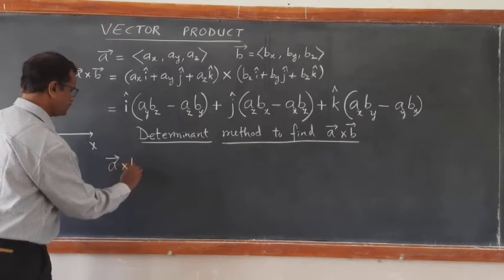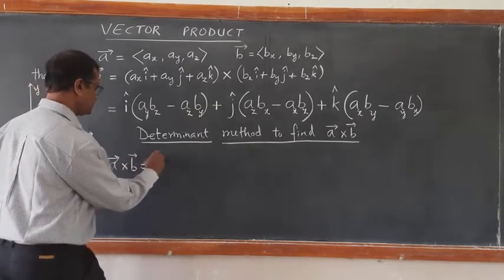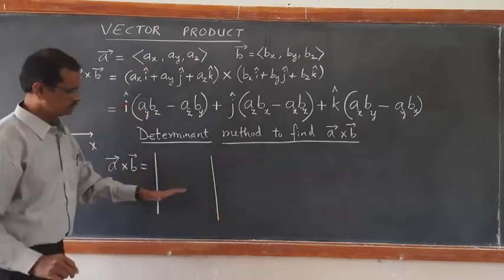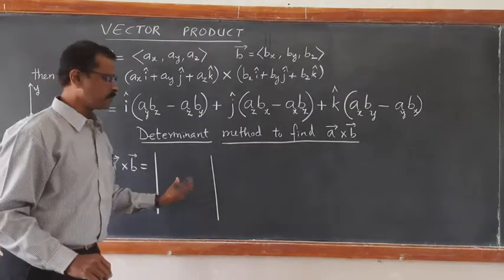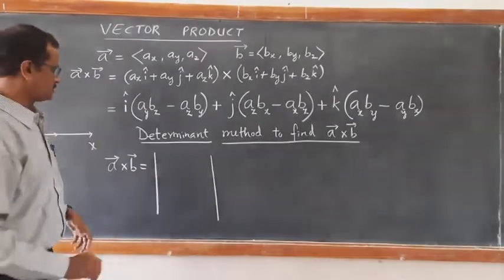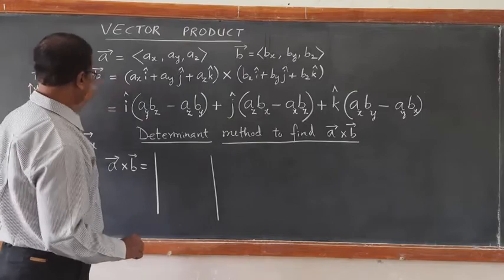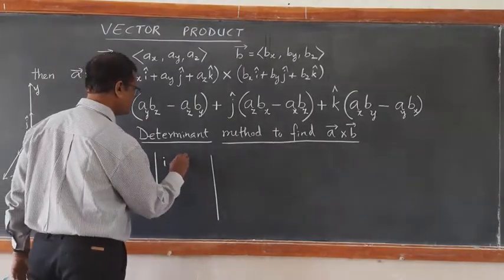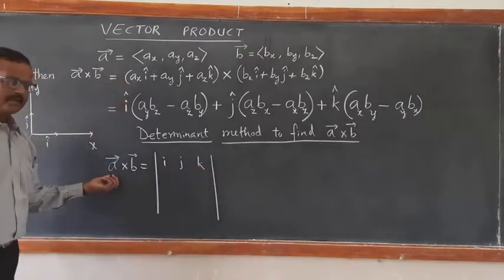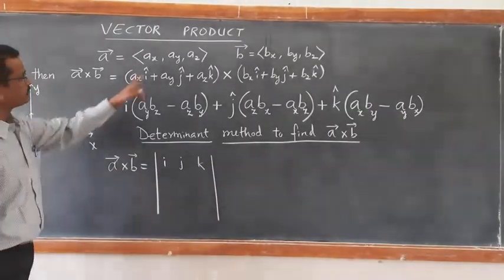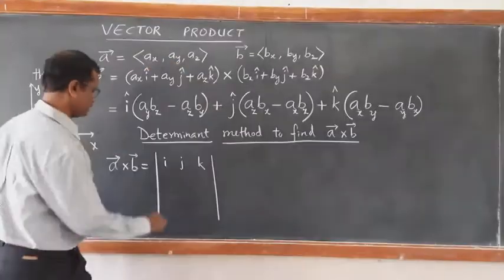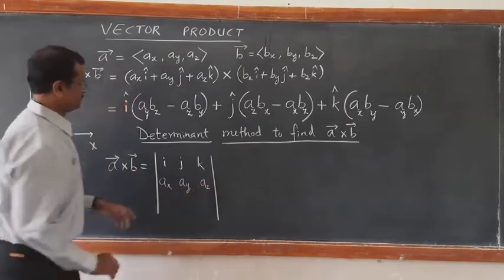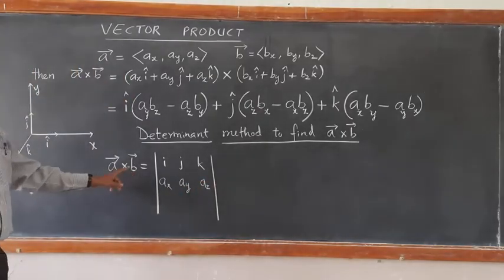A cross B is equal to a determinant, which is represented by a set of two parallel lines. In this, first we write the unit vectors i, j, k. Then we write the components of A. What are the components of A? Ax, Ay, Az.